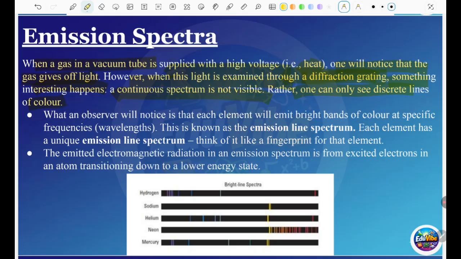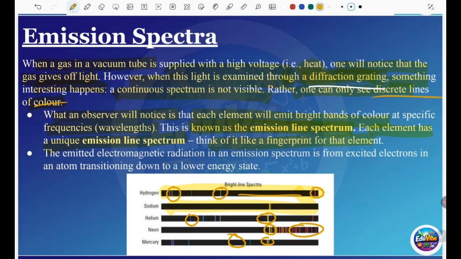As you know, with a diffraction grating we do not see all the colors, only some distinct lines of color. You can see some lines over there, and they are all black, and then we have lines of different colors. These are called discrete lines of color, and this type of spectrum we call the emission spectrum. Each atom will emit bright bands of color at specific frequencies or wavelengths. This is known as the emission line spectrum. Each element has a unique emission line spectrum, so think of it as a fingerprint of the element. Every element has a different emission line spectrum.